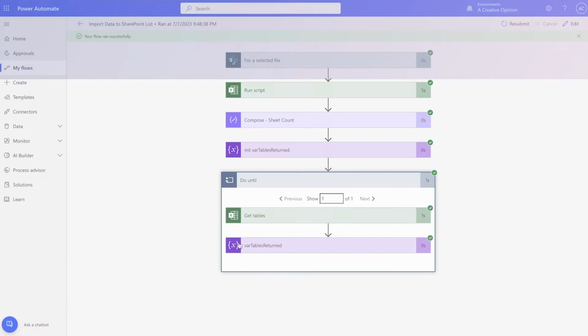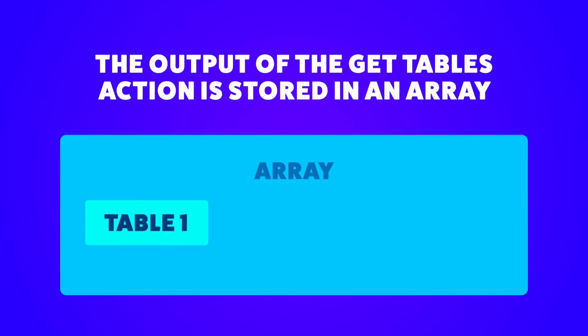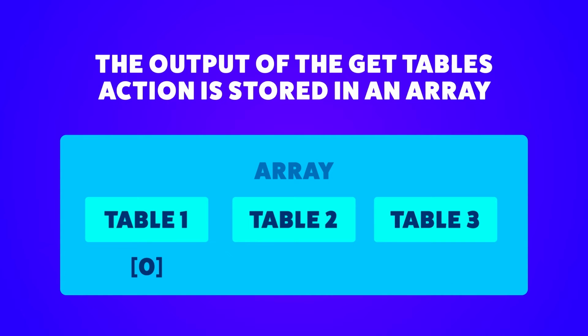We need a way to pass the table name into the list rows present in a table action. I'd like to return the name of the first table. The output of the get tables action is stored in an array. The first item in an array is 0, second is 1, third is 2, and so on.